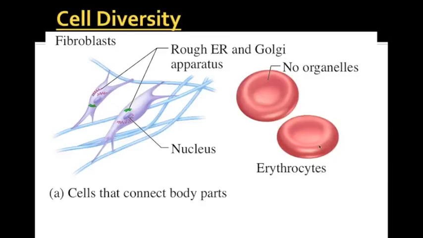And we'll look at this further when we get into the blood section, but the erythrocyte doesn't have any organelles, and we'll discuss this later. So just to show you, depending on the cell's function, they do have different shapes and different anatomical components.